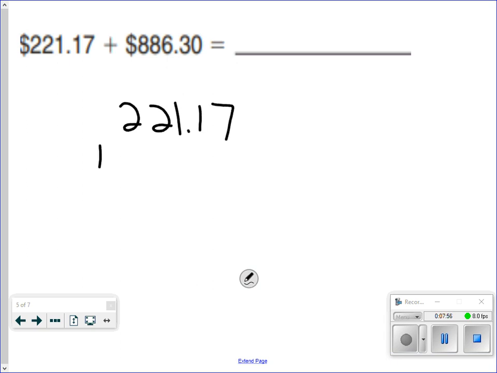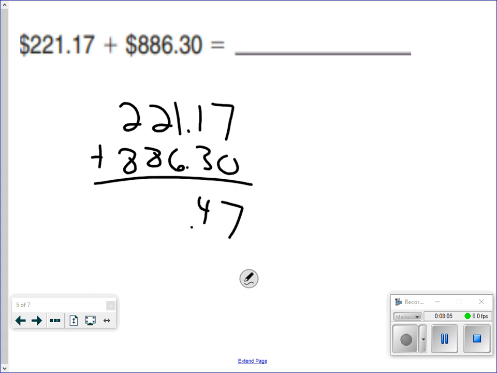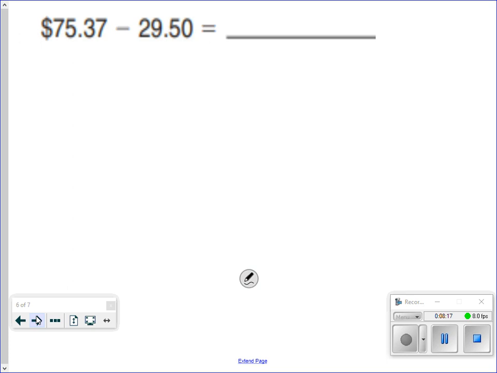The next one here, we have 221.17 plus 886.30. We're going to add these up. We got a 7, we have a 4, 6 plus 1 is 7, 2 plus 8 is 10, 1 plus 2 plus 8 is 11. So my answer is 1,107.47.